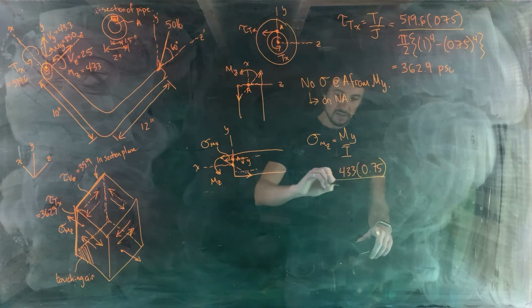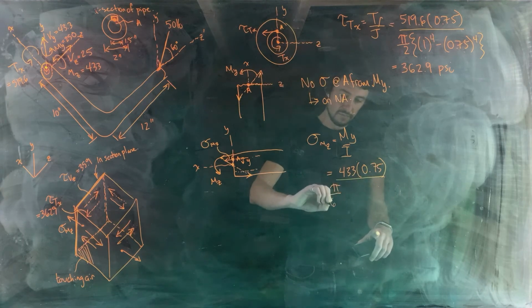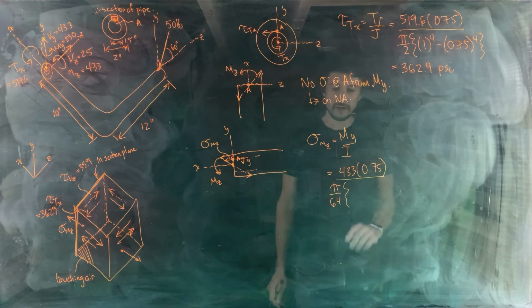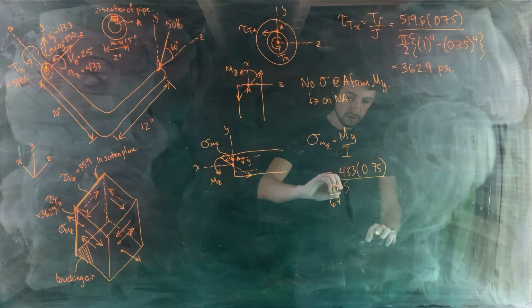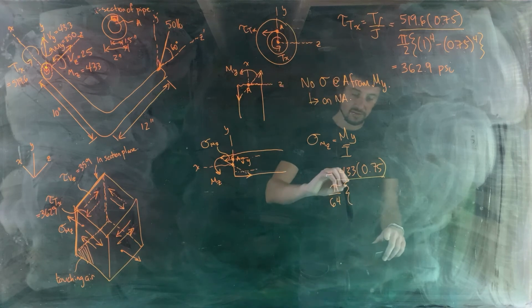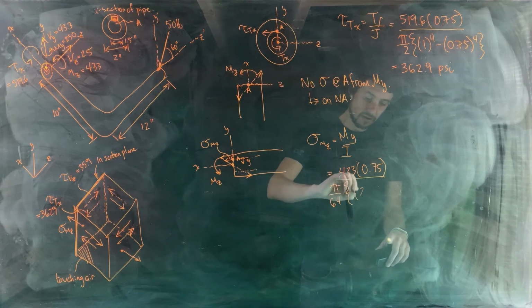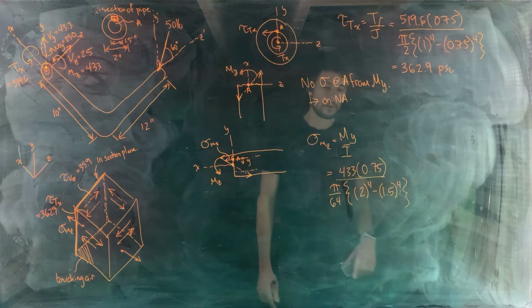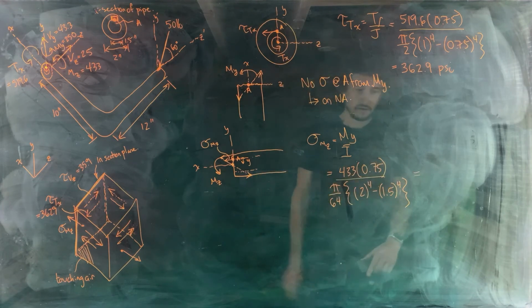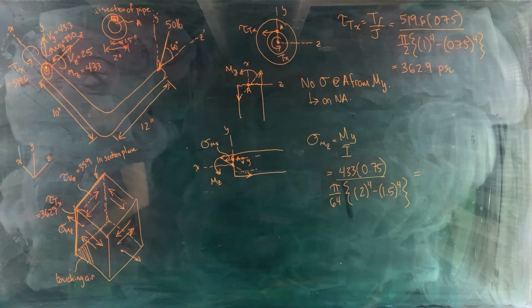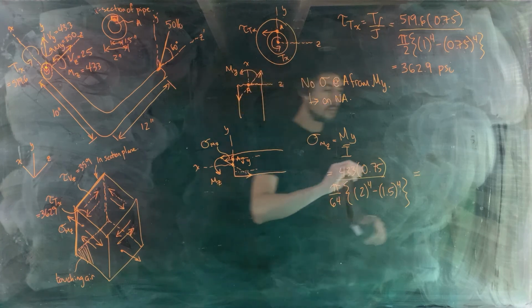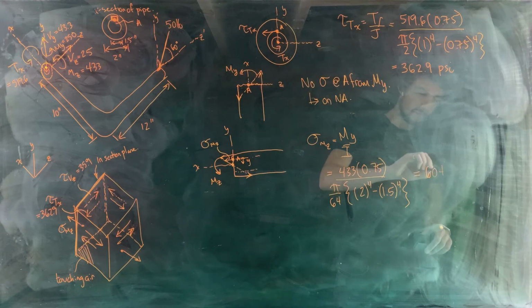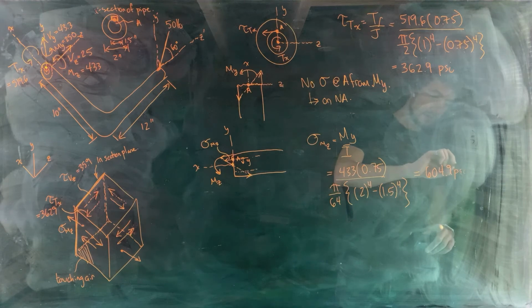divided by I, again, pi over 64 d to the fourth, but here we've got outer diameter minus inner diameter. So outer diameter to the fourth power, 2 to the 4, minus inner diameter, 1.5 to the 4. And when I calculated it, that gave me 604.9 psi.